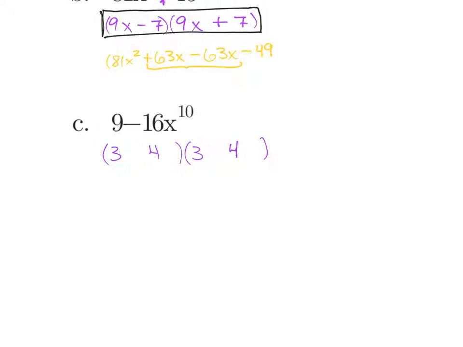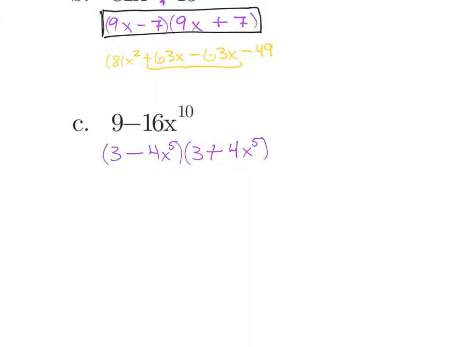X to the 10th, if I wanted to break that in half, what times itself equals x to the 10th? Hopefully, you will see that it's going to be x to the 5th and x to the 5th. Remember that when we're multiplying variables with exponents, we want the exponents to add to 10. So what plus itself equals 10? That's going to be 5 and 5. From here, we can go ahead and put in our signs. They are different. And we can go ahead and check using FOIL.